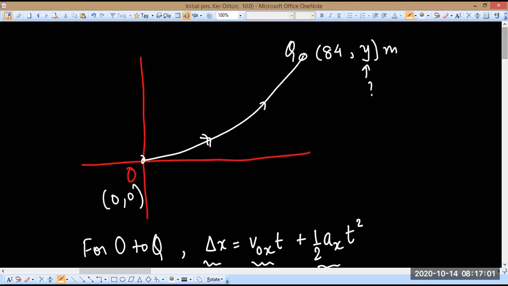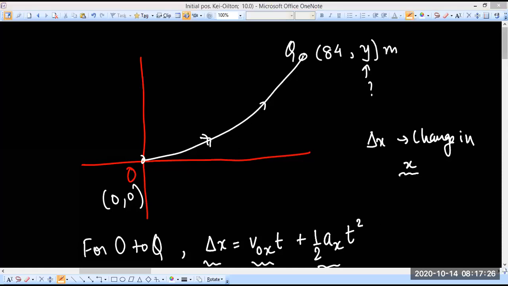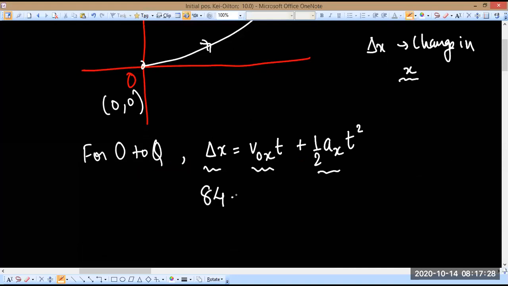So look at this diagram. Tell me what is delta x. Delta x means change in x. Don't forget that. Or displacement in the x direction, or x component of displacement. Yes, very good, Falak. Yes, well done, people. I'm getting all right answers. Very good. It is 84 is equal to.